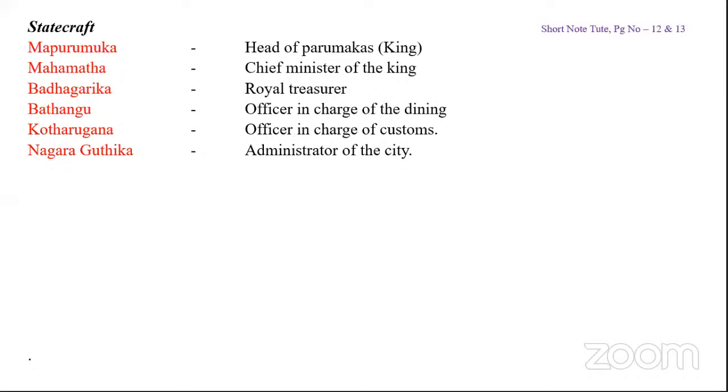So that is Bhathangu, right? Then Kotarugana was the officer in charge of customs and traditions. He must take care of customs and traditions, recalling the king about them. And Nagaragutika was the administrator of the city. So he was the city administrator, Nagaragutika.